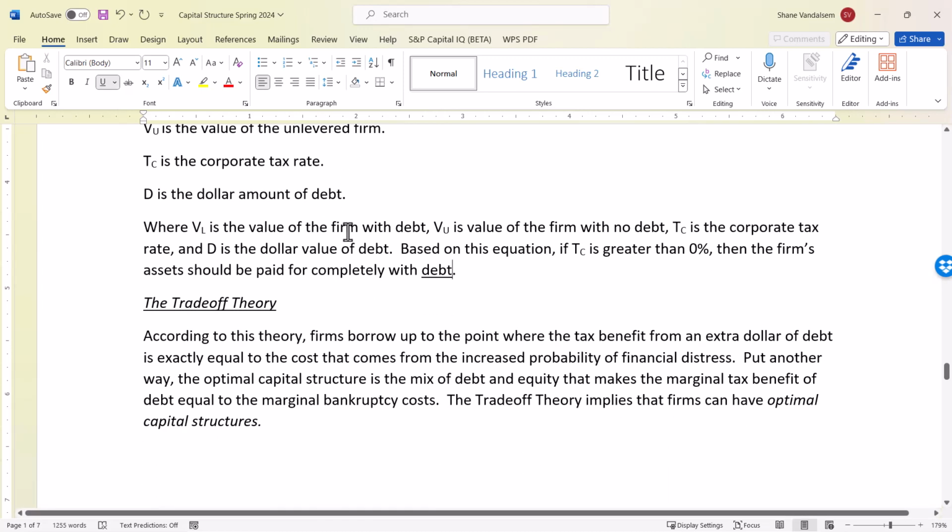So now what we do is we get rid of that assumption of no bankruptcy cost. And that kind of takes us into the next theory, which is a theory on capital structure that's fairly widely accepted. And it's called the trade-off theory. According to the trade-off theory, firms borrow up to the point where the tax benefit from an extra dollar of debt is exactly equal to the cost that comes from the increased probability of financial distress. So as firms take on debt and they have the possibility of financial distress, not being able to pay their debts, that increases cost for a firm. So I'll give you the example of Kmart a few years ago.